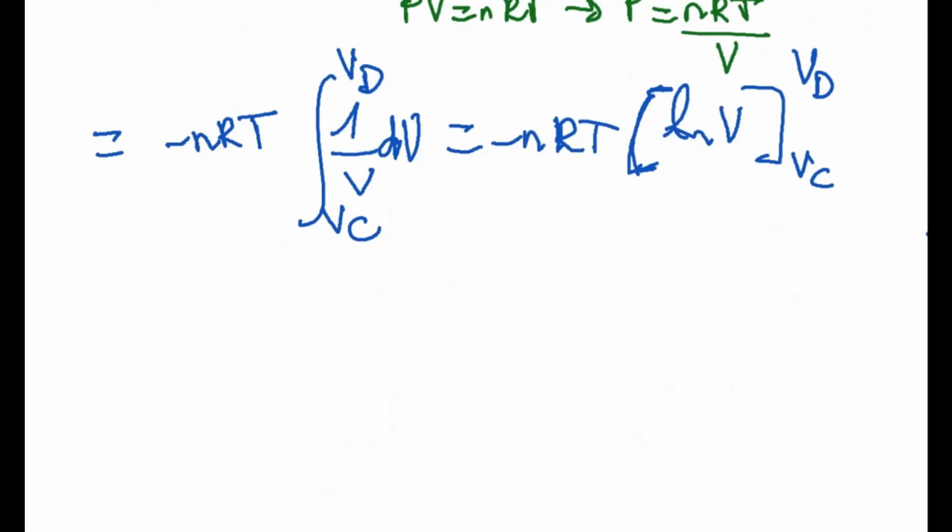So I just need to make the difference now. Minus nRT. As the primitive is ln, I just now make the difference: ln of Vd minus ln of Vc. But we said that if we go check out in the wording, actually, we have the values 1 and 2 for every single one, so we can just replace.